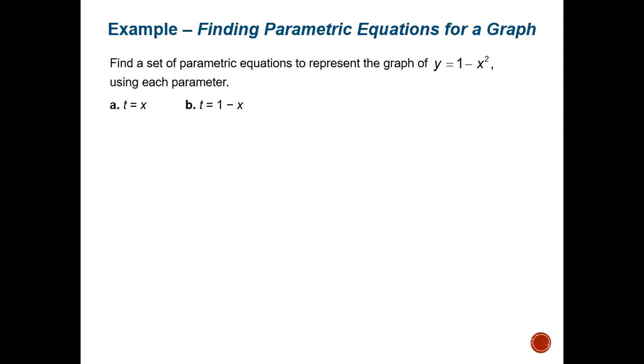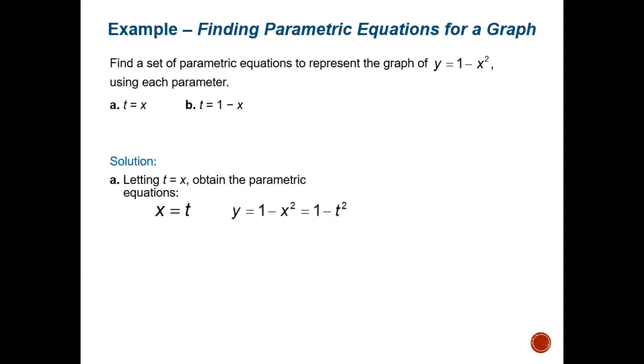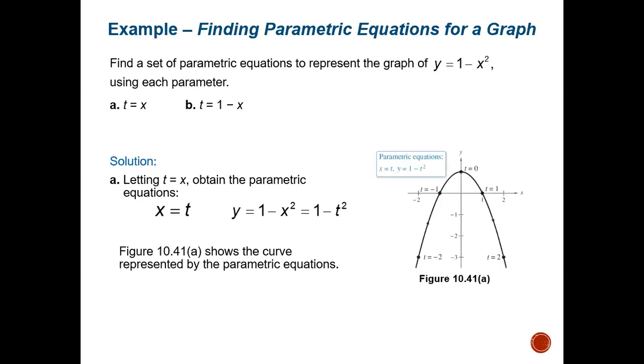So let's do A. t is equal to x. Our solution to obtaining the parametric equations is x is equal to t, y is equal to 1 minus x squared, so this is 1 minus t squared. To show that the curve represents the parametric equations, here is the graph of these parametric equations.